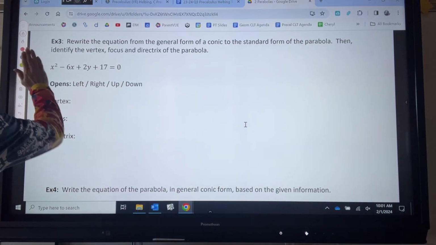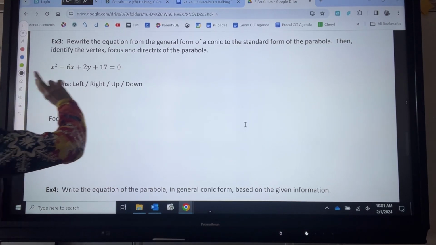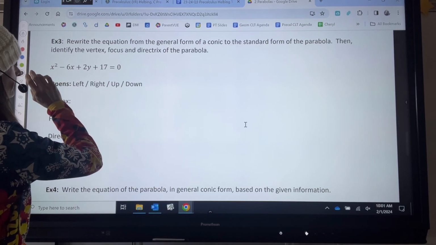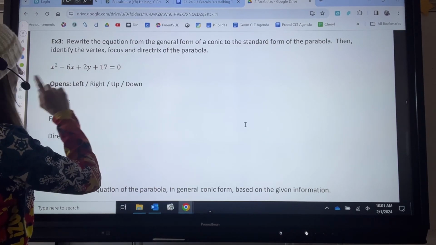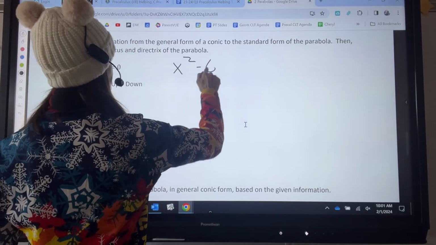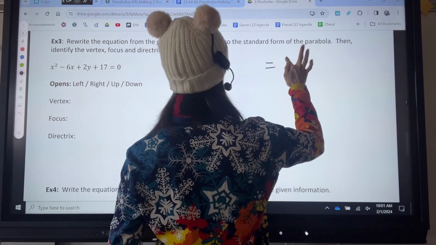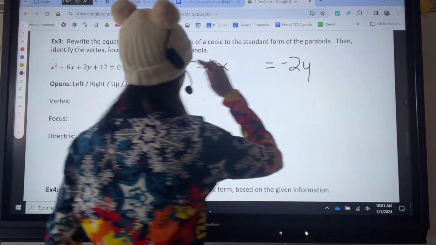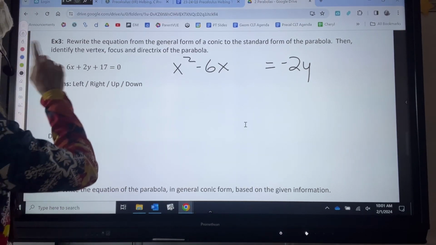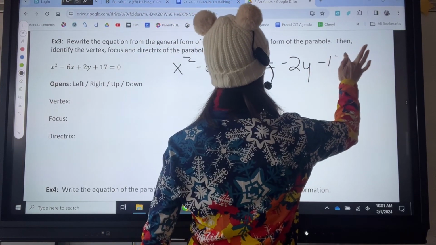So we've got an x squared and we've got an x term. I'm going to take that y, move it to the other side because my x is squared. I'm also going to move my 17. So let's see, we've got x squared minus 6x. I want to put the y on the other side, so that's going to be a negative 2y, right? Now we're going to end up completing the square here. So I'm going to take the 17 and move it to the other side. So that's going to be a negative 17 on this side.